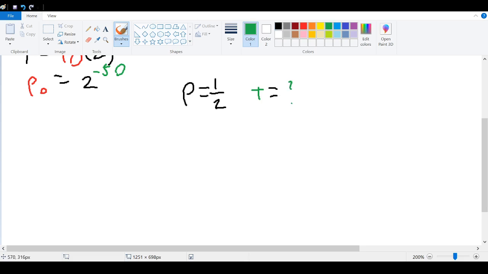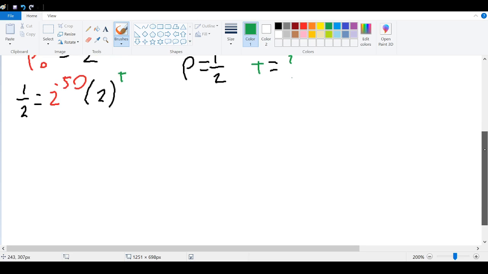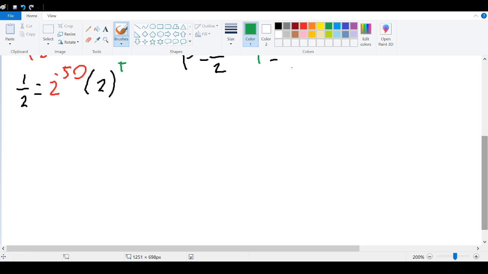All right? So let's just set p equal to a half. Let's say 1/2 is equal to rho naught, which we just solved for, is 2 to the negative 50. And now we're multiplying that by 2 to the t. And we want to know how many days it takes, so we're solving for t. All right? And I'm going to write 1/2 as 2 to the negative 1. And this will be clear in a second.